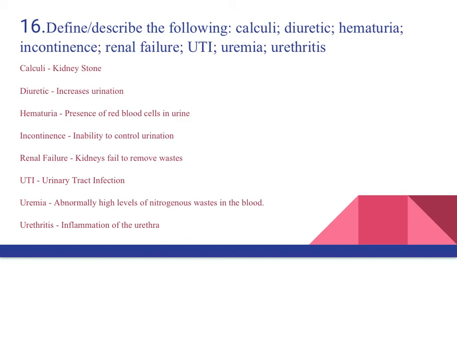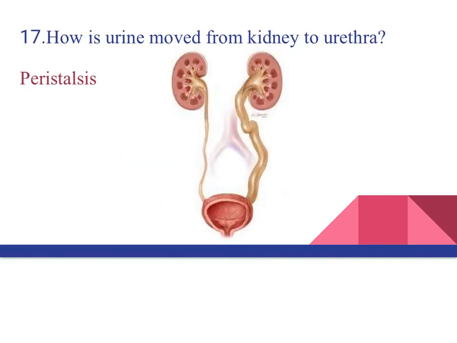And urethritis, remember itis is inflammation, and then again, what comes before it is what is inflamed. So urethritis is inflammation of the urethra, probably accompanying a UTI. This answer is short and sweet.